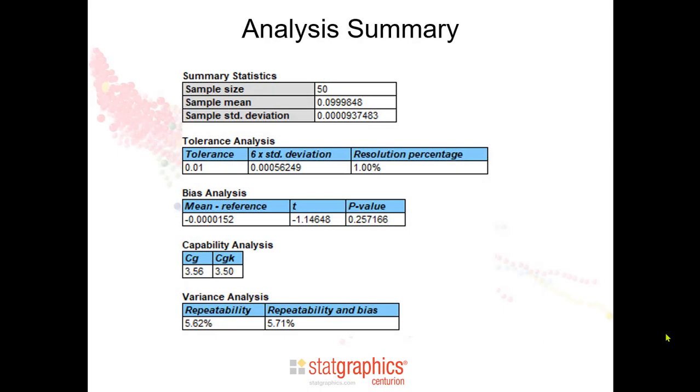The primary numerical output of the procedure is shown on the analysis summary table. It has a number of different sections. At the top, you'll see the summary statistics. That is the sample size, the sample mean, and the sample standard deviation. You'll then see 4 sections: a tolerance analysis section, a bias analysis, a capability analysis, and a variance analysis.